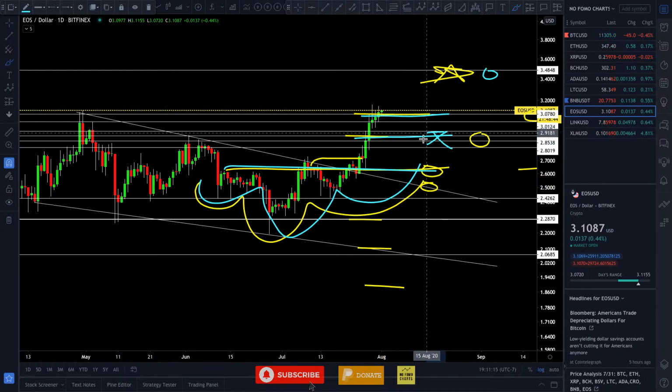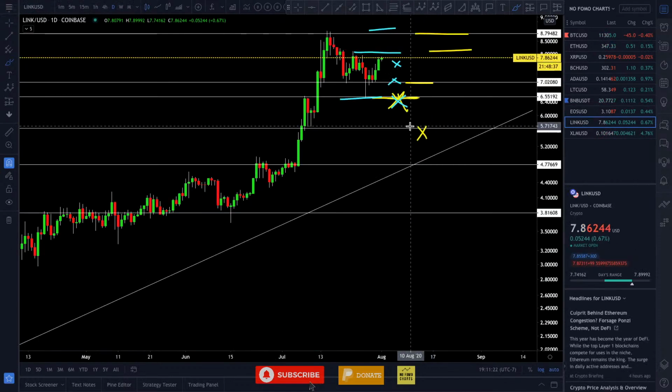So these are the targets. 290 support. There's 312 support. Upside target 350 to the top side. Very simple. Next, Link USD.